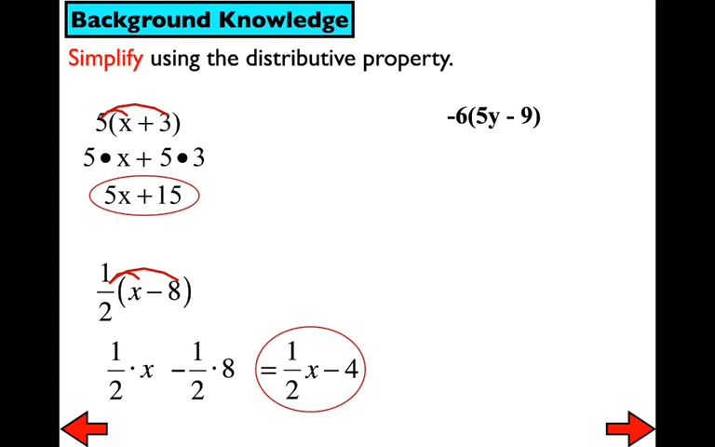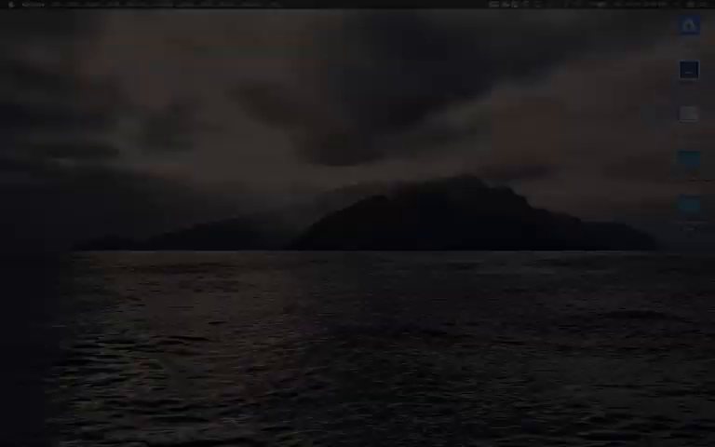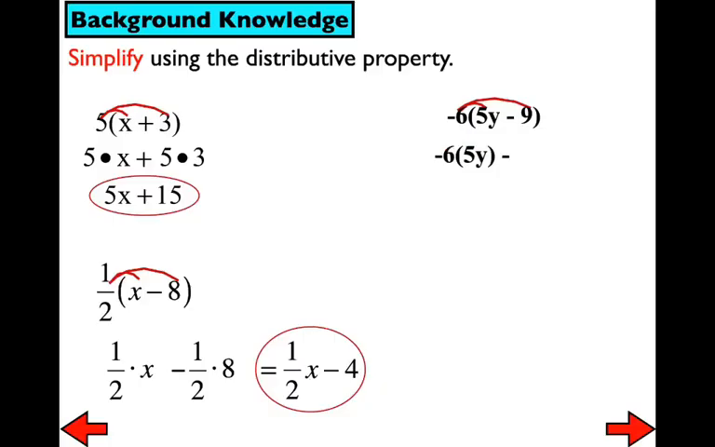So in this particular problem, we have negative 6 times 5y, which happens to be negative 30y. And then we have a negative 6, and here's where we have to be careful. This is where people tend to make a mistake. That second part is really a negative 6 times a negative 9, which happens to be positive 54. And you can see right there that it will become plus 54. So that would be negative 30y plus 54.